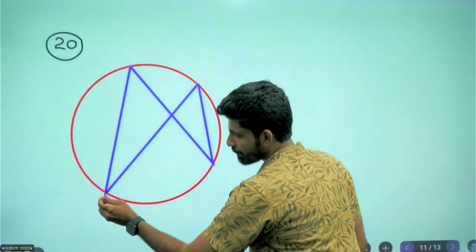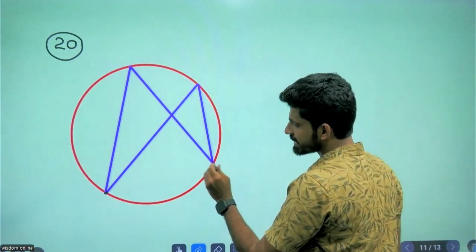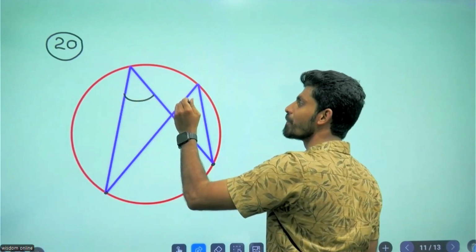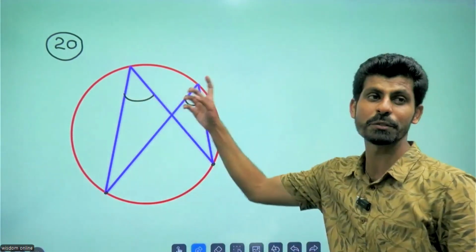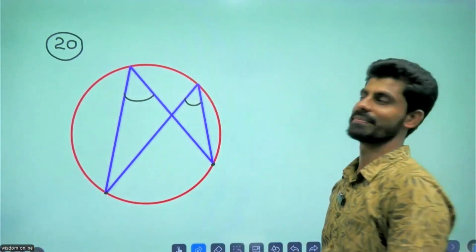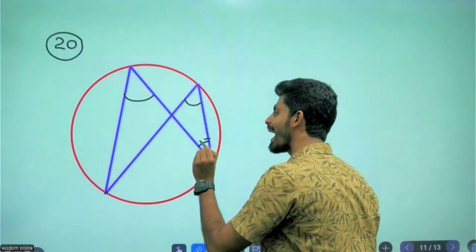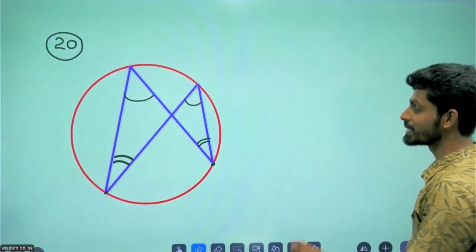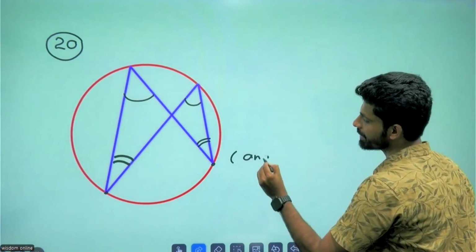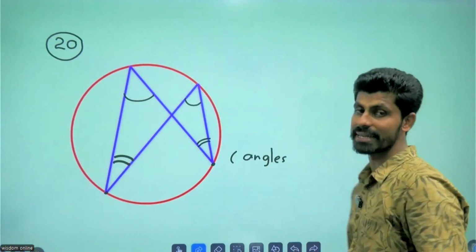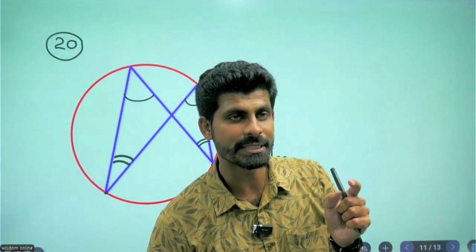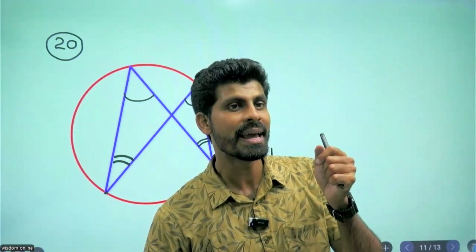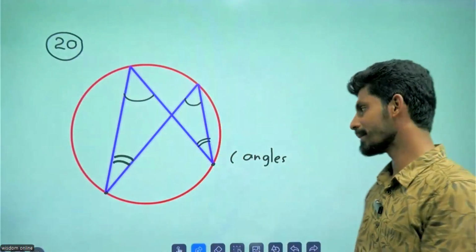Look, the starting point is the same and the ending point is the same, so we need to touch the perimeter. If we have these types of angles, those two angles are equal. What is the theorem? Angles in the same segment. Yes, very good. Theorem: angles in the same segment.